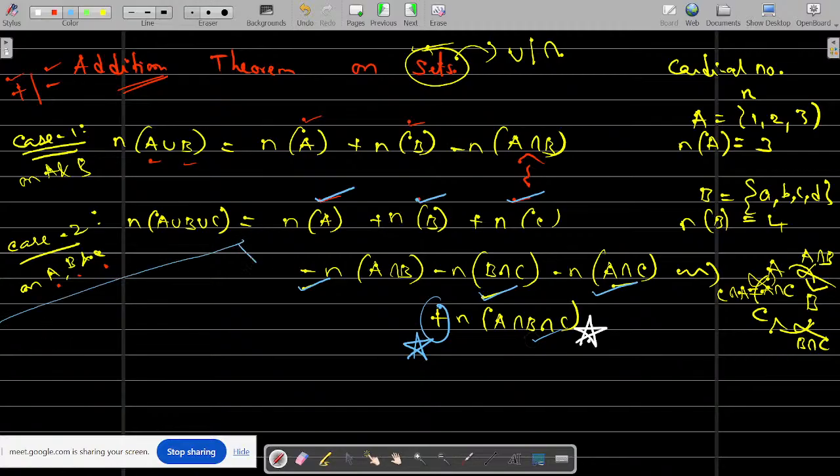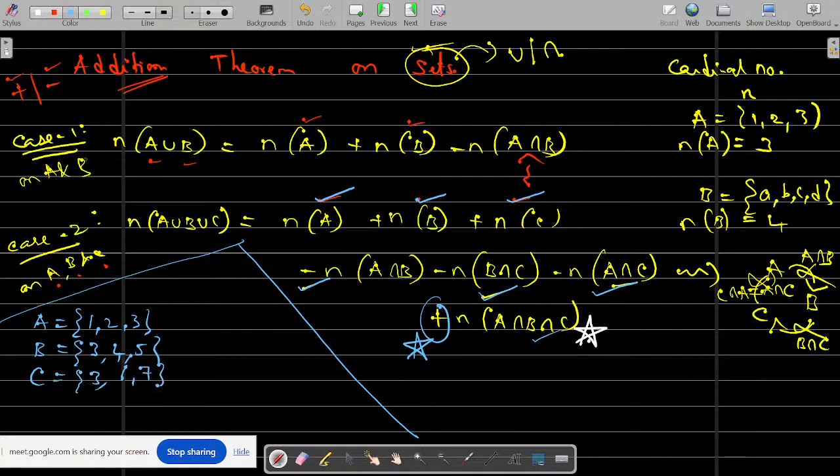Can you try a problem on this? You can take it as an assignment. If I give A as 1, 2 and 3, B as 3, 4 and 5, and C as 3, 6 and 7, you have to work through case 1 and case 2. n of A union B you have to work out, and n of A union B union C you have to work out.